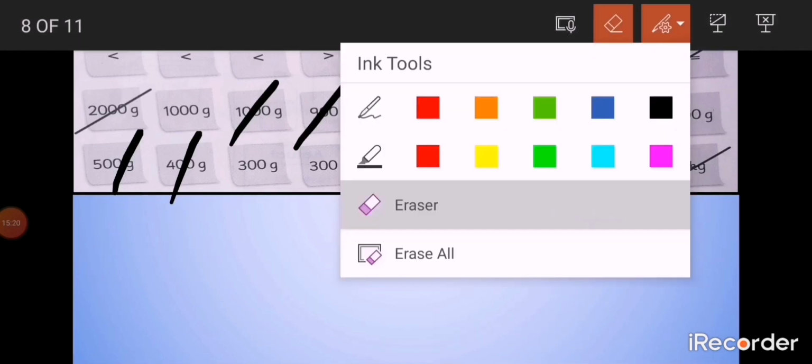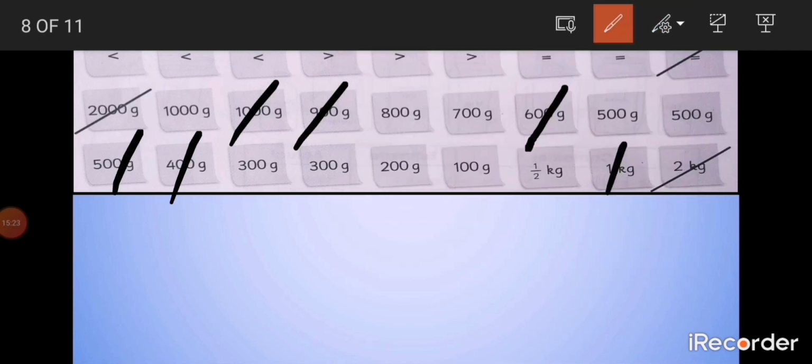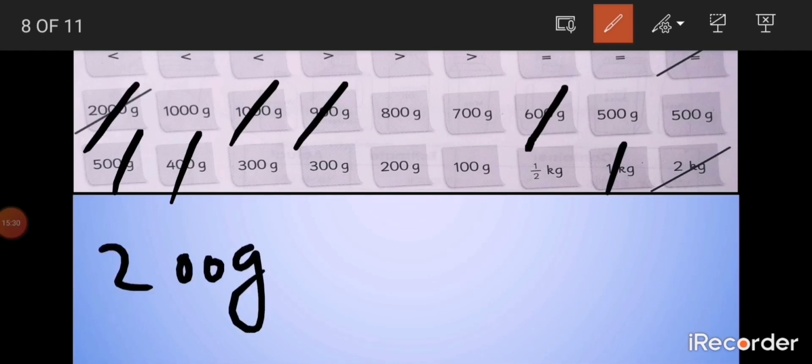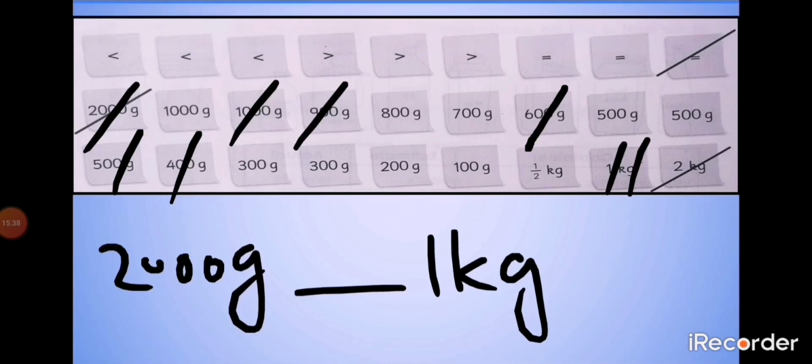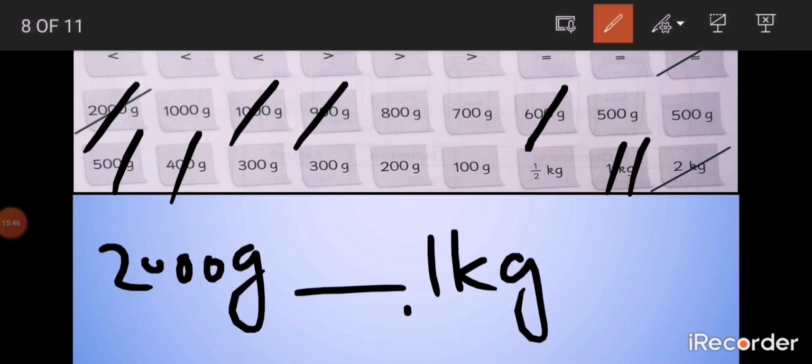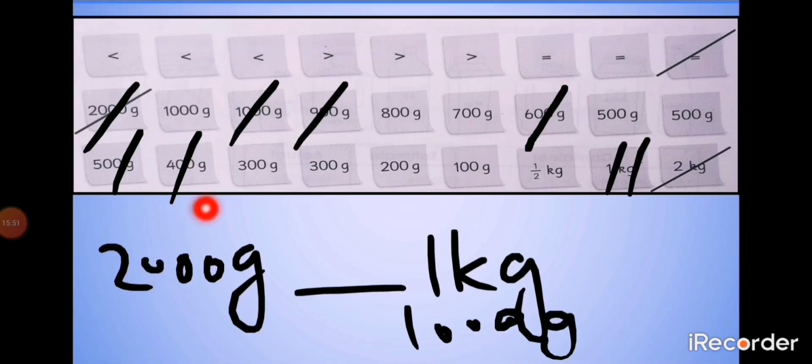Right? Now I'm choosing again. Suppose again I'm choosing here 2000 grams, and I'm choosing here 1 kg. So can you compare them? First, check their units. Here are grams, here are kilograms. So how many grams in 1 kg? In 1 kg there are, yes, 1000 grams. So can you tell me, is 2000 grams equal to 1000 gram or less than 1000 gram? No, it is more than 1000 gram.